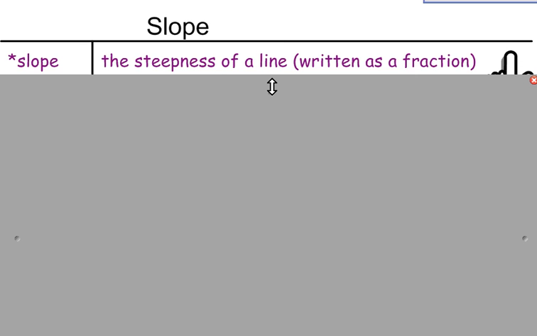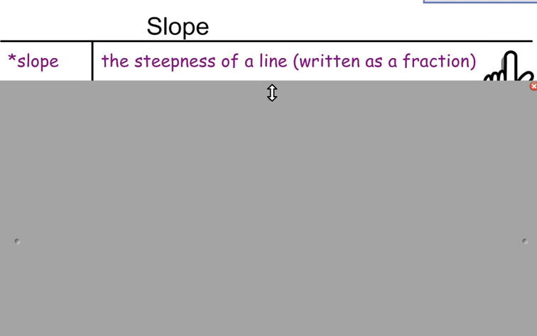Before we can graph using slope-intercept form, we need to talk about both slope and intercept. And we already have talked about intercept, so today we're going to be talking about slope. On your notes page, you'll see that the very first thing on there is the definition of the word slope. And the slope of a line is how steep that line is.